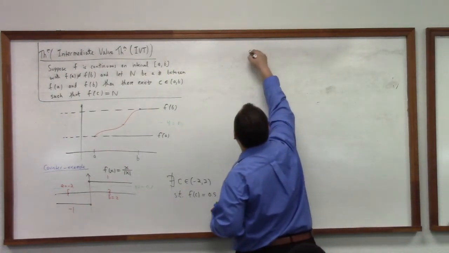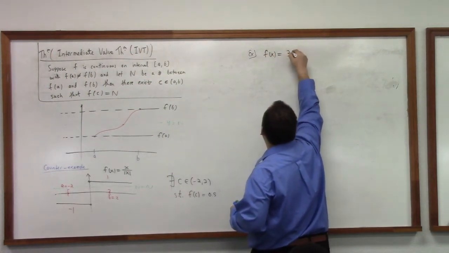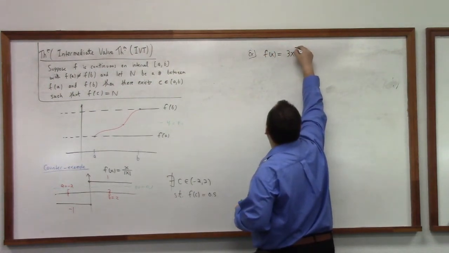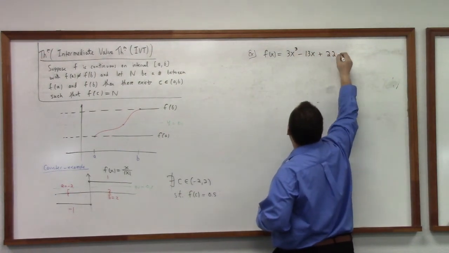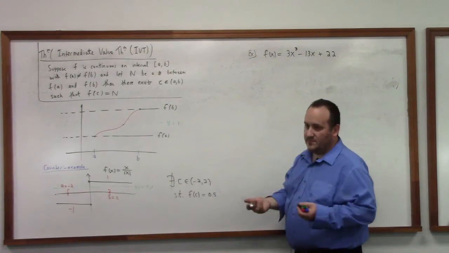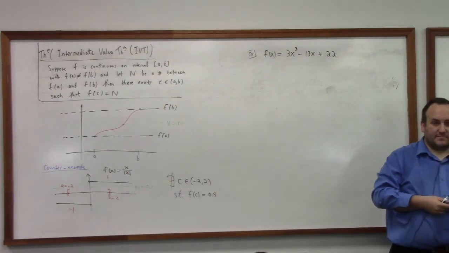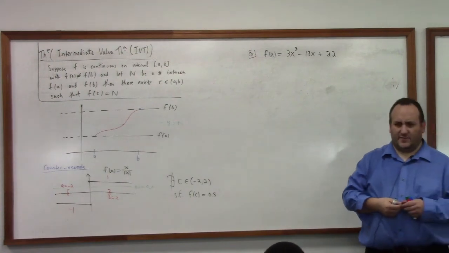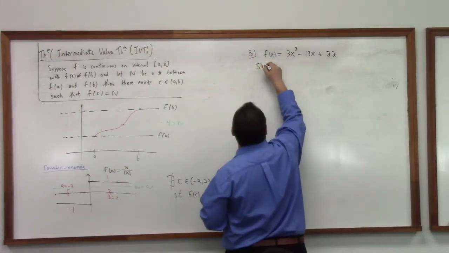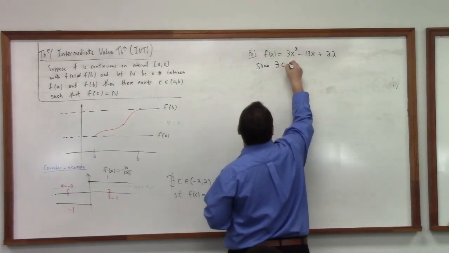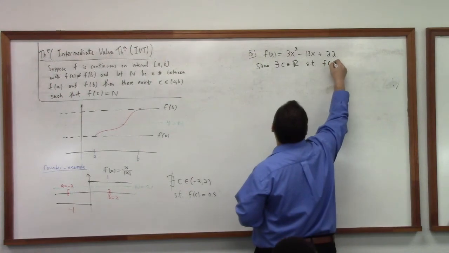So let me show you an example. Suppose f of x is equal to 3x cubed minus 13x plus 22. Problem: show that f has a real 0. What does that mean, f has a real 0? Show that there exists c in the reals such that f of c equals 0.